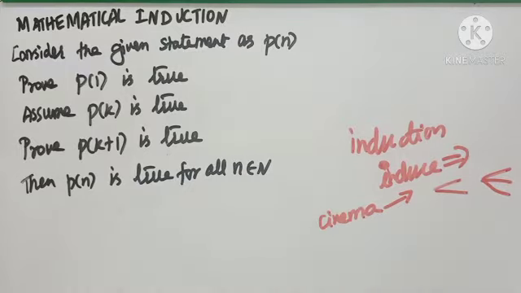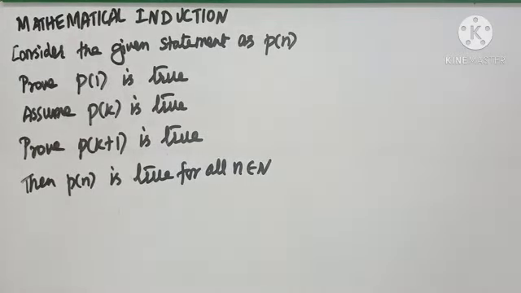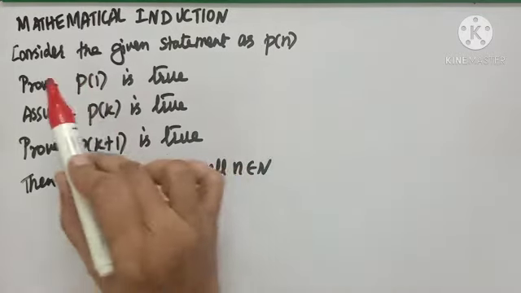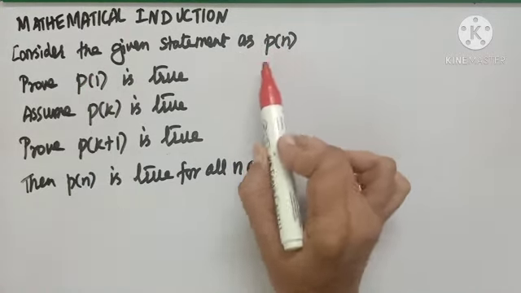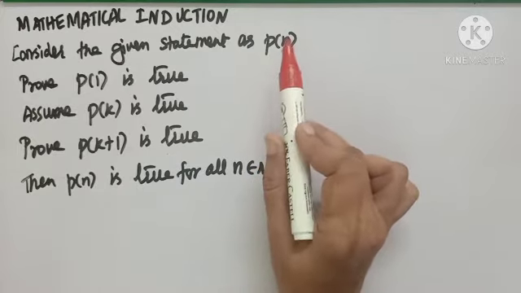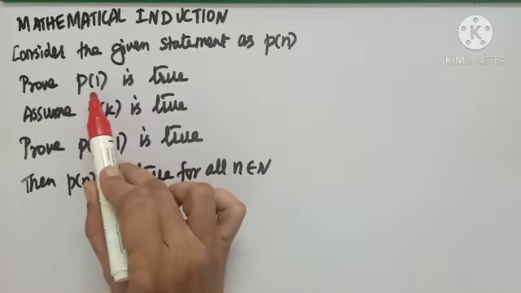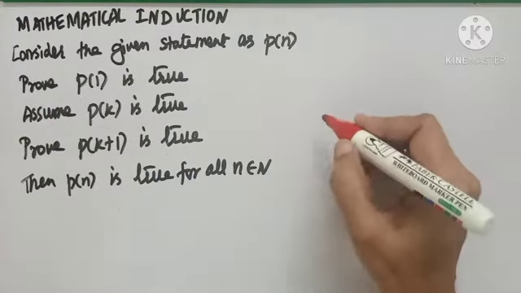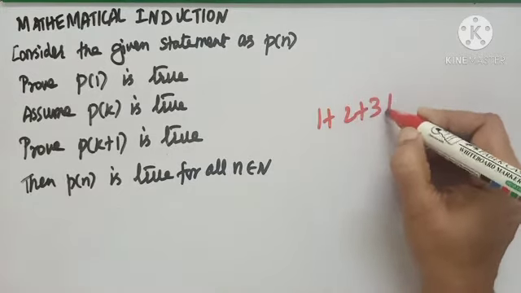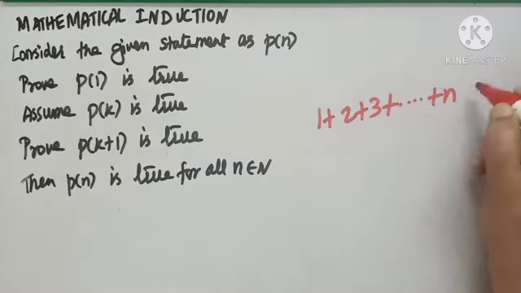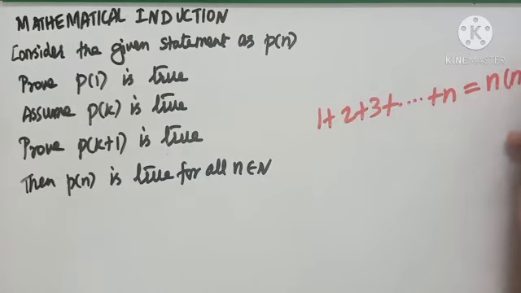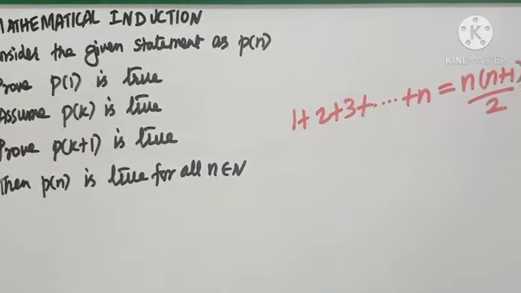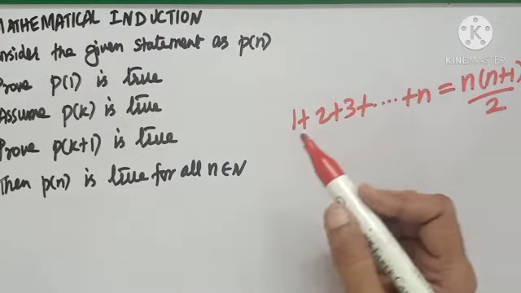What does mathematical induction mean? When I say mathematical induction, the first point, whatever is the given statement, consider it as P of n. Wherever n is coming, put 1, prove the result, that is LHS equal to RHS. For example, if you have this result, we have learnt in lower class, 1 plus 2 plus 3 and so on is n into n plus 1 by 2. How to prove it?